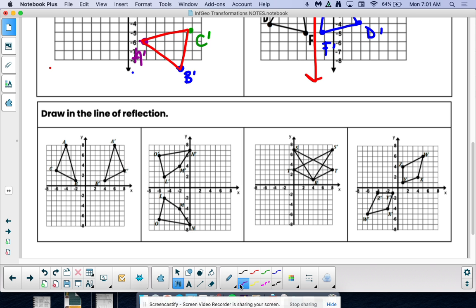Because on this one, I see that there. How far away are my B primes? 1, 2, 3, 4, 5, 6. So I know I have to go halfway between 6, which would be 3, right? So if I go 3 away, 1, 2, 3. That would be our line of reflection. And then if we wanted to label it, it'd be x equals, we throw it where? 1. X equals 1.